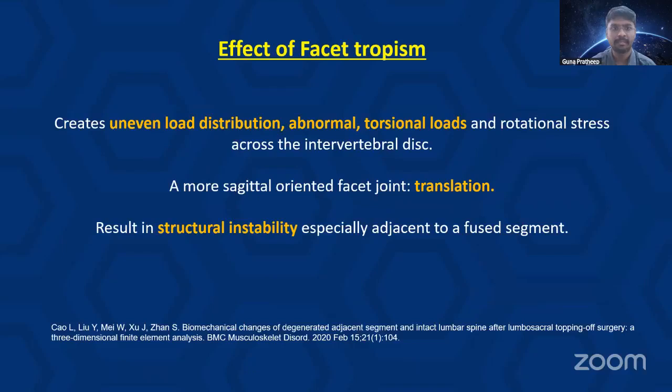So this tropism creates an uneven load distribution and abnormal torsional loads, especially translating to the intervertebral discs, causing accelerated disc degeneration. In addition, it also causes a sagittally oriented facet, increasing the chances of translatory forces and anterolisthesis. Overall, this contributes to excessive wear and tear of the disc and facets, and further results in instability, especially if you fuse your segments below and there is a lot of stress on the adjacent segment.